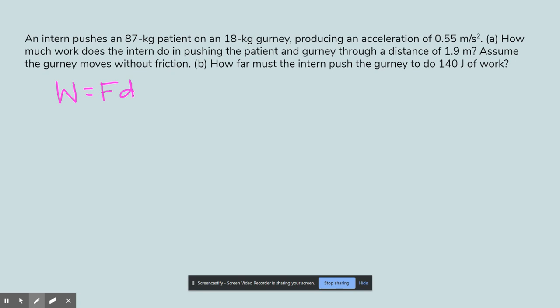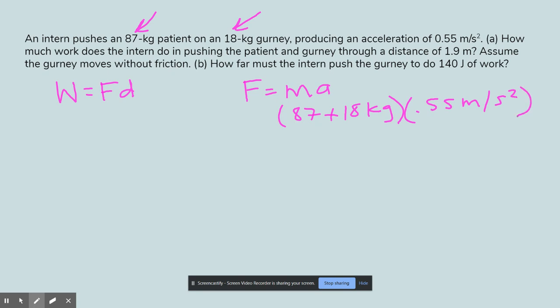So we have force. It didn't explicitly give us force, but we do know that force is equal to mass multiplied by acceleration. Well, we know the mass here is 18 kilograms and 87 kilograms. So we're going to actually have to add those together because the intern is pushing the patient who is on the gurney. So the intern is pushing the weight of both. So this would be 87 kilograms plus 18 kilograms. Oh, I forgot my unit there. I'm so sorry. And we're going to multiply it by the acceleration, which is 0.55 meters per second squared. That's equal to our force.